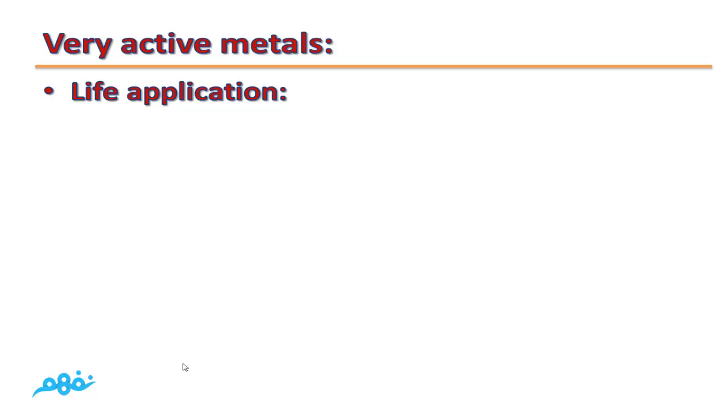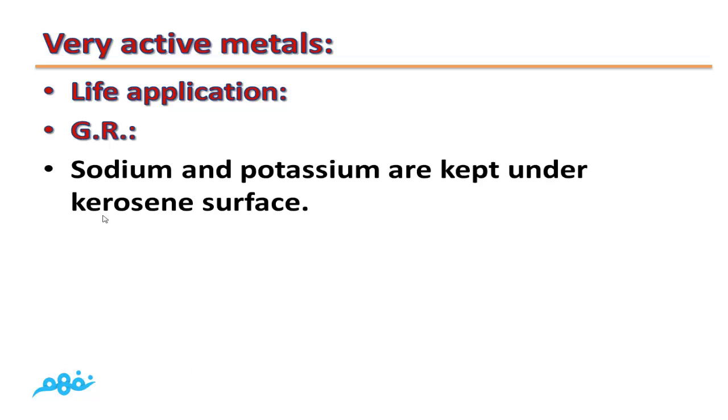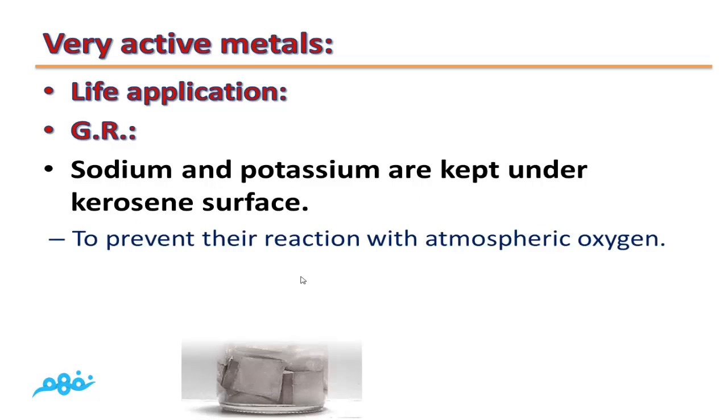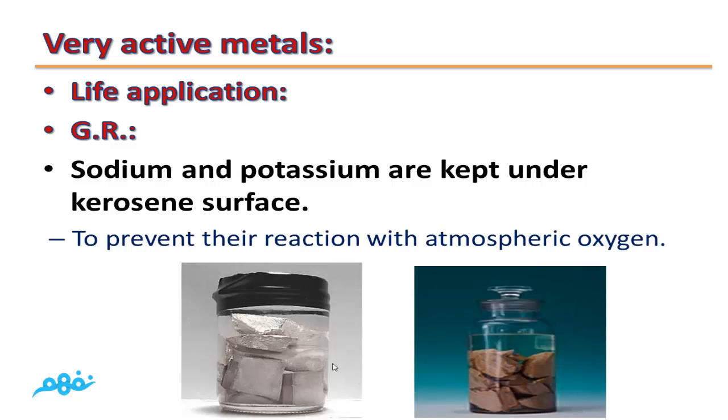Life application for very active metals. Give reason for: sodium and potassium, which are examples for very active metals, are kept under kerosene surface. Why? This is to prevent the reaction with atmospheric oxygen, because as you saw from the last video, they react strongly with atmospheric oxygen and with water. So they are kept under kerosene surface to prevent their reactions with atmospheric oxygen.